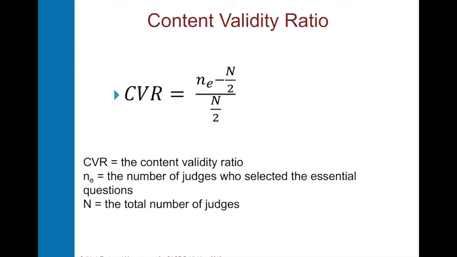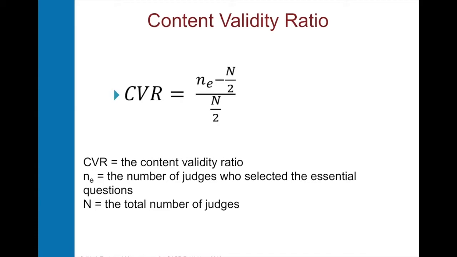You do basically the number of judges who selected the essential questions minus the total number of judges divided by 2, and take that, divide that by n divided by 2 again. So for each item, so say if you got 10 items, you get a CVR or content validity ratio. So you should have 10 content validity ratios for 10 items.